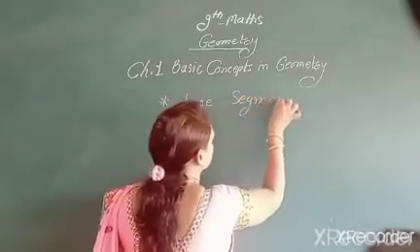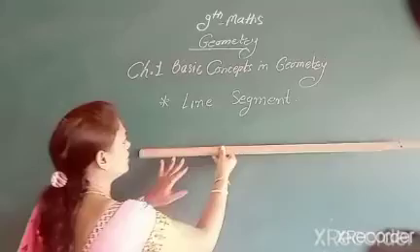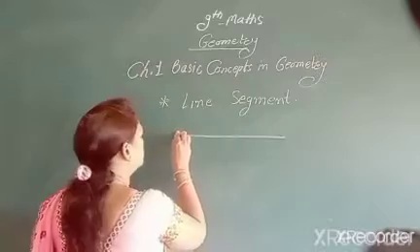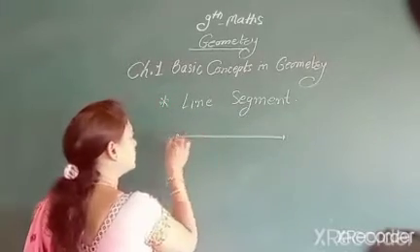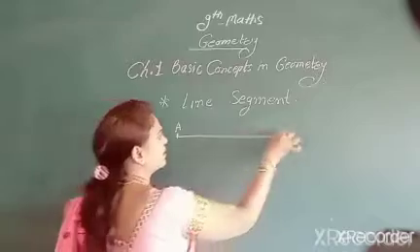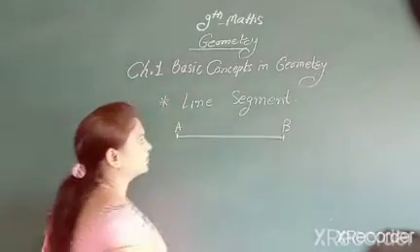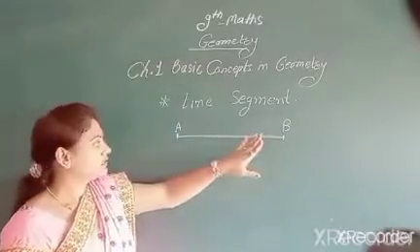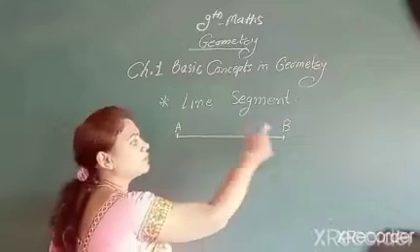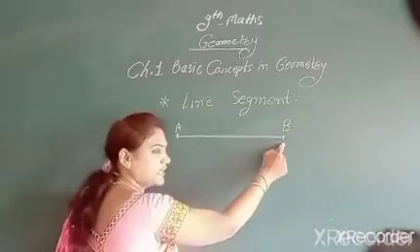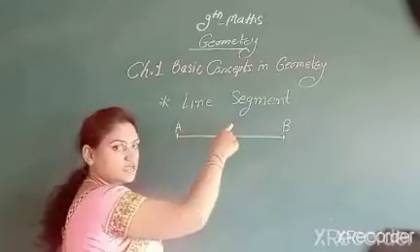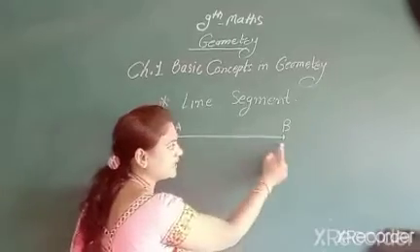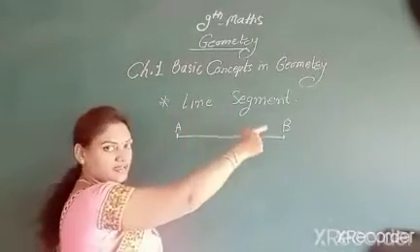Line segment. Here, first I draw the line with the help of the ruler. The end points of that line are A and B. So what is meant by the line segment? Here AB is the segment. The point A, point B, and the points between A and B, this set, that means the union of point A, point B and the points between A and B, is called the line segment.